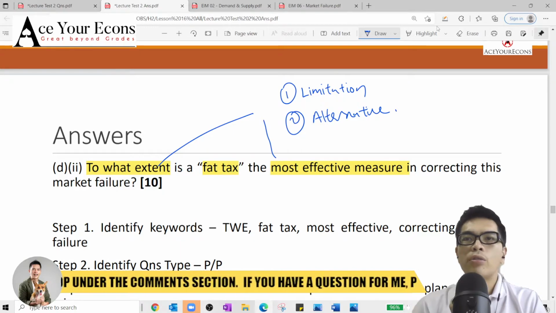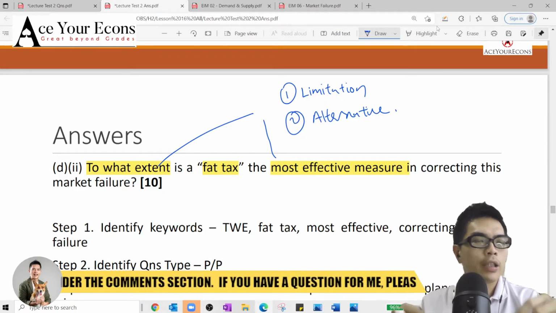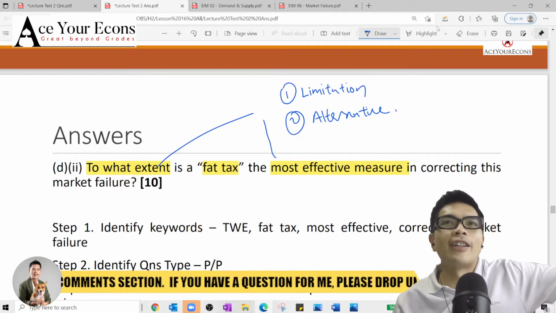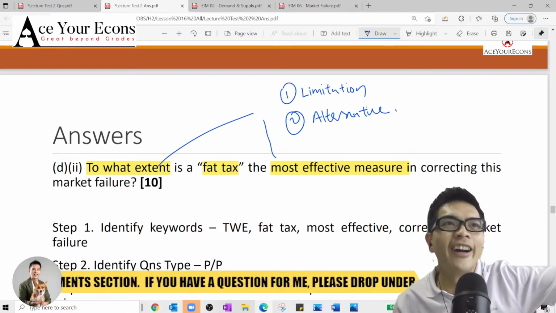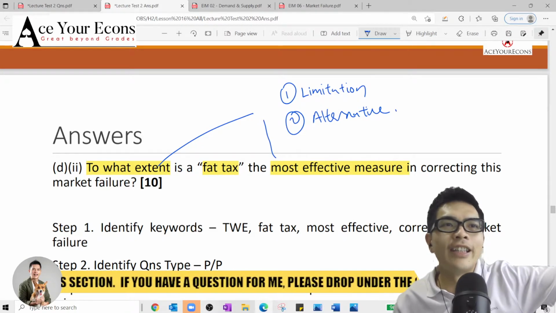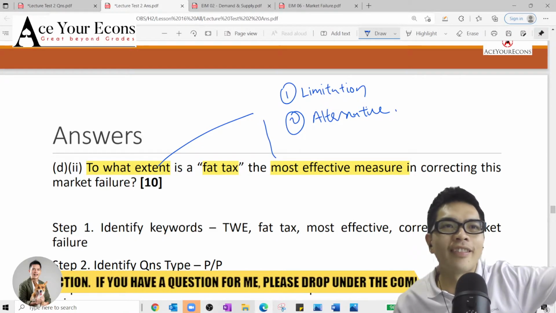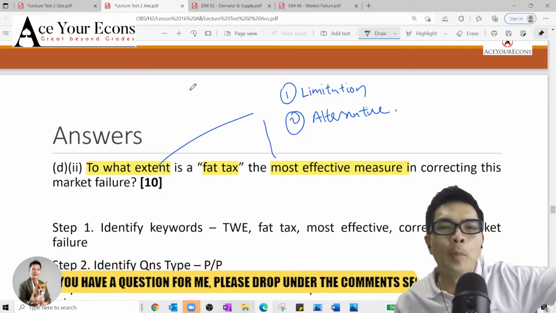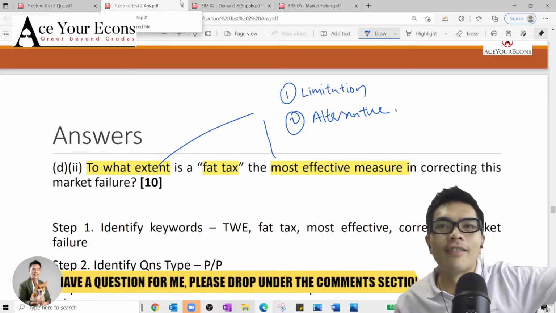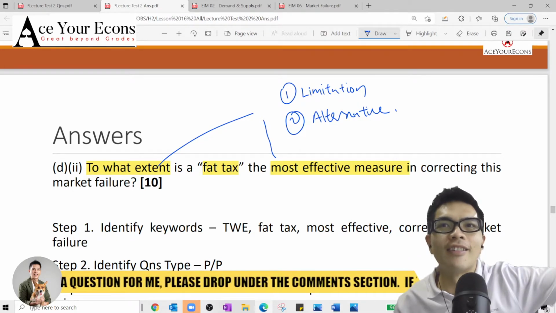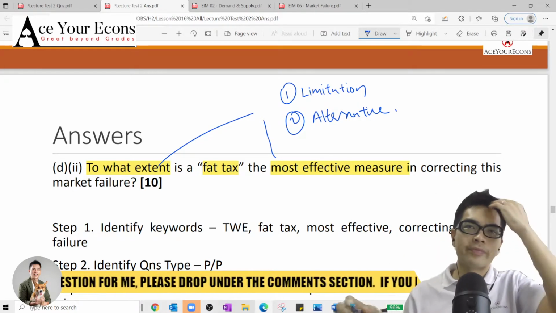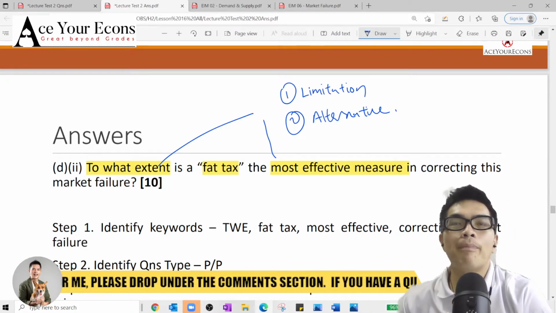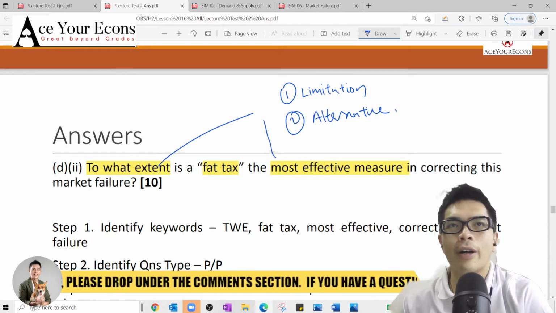So now I want you all to type out an alternative that you have used in this question. Have you all used an alternative in this question? What is the alternative that you have? Other than fat tax, or no alternative? Type it out quick. I'm going to point out some of the points that don't work really well here.